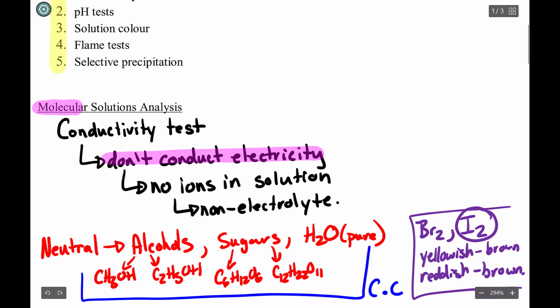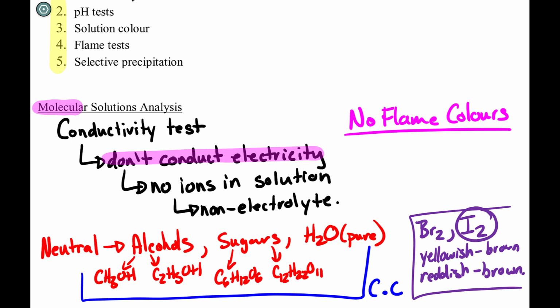Molecular solutions have no flame colors. Most solutions that have flame colors, when you put them into a hot flame, have to have a group 1, group 2 metal, or there are a few transition metals that will produce flame colors. Because molecular compounds do not have a metal ion in them, they're not going to produce any type of flame color.